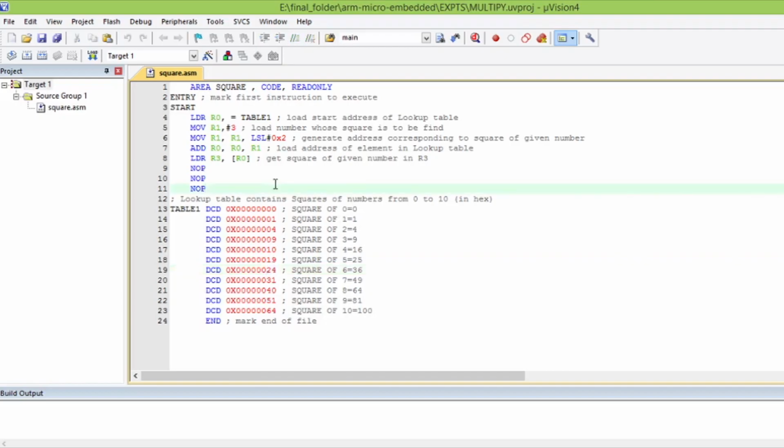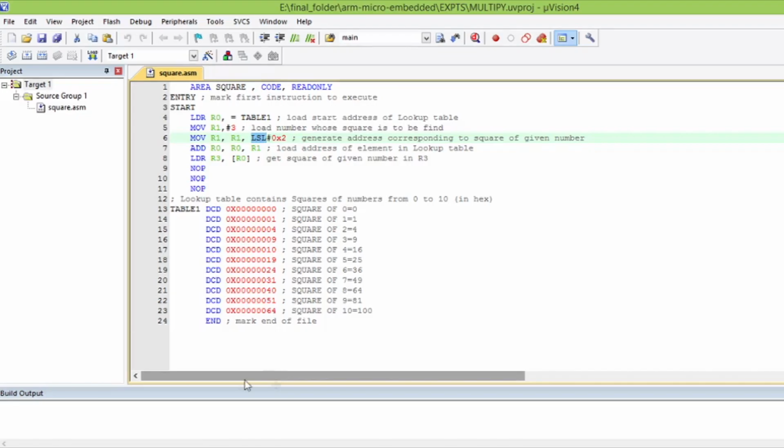So now when you say LDR R0, =table1, the address of this particular label is loaded into R0. Then in R1 we are storing the actual value whose square we need to find. LSL is nothing but logical shift left. In a logical shift left, data bits are shifted to the left and the vacant locations are filled with zeros. When you perform a logical shift right, you are shifting all data bits to the right side and vacant positions are filled with 0.